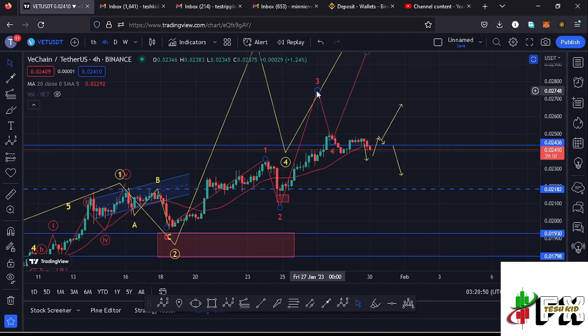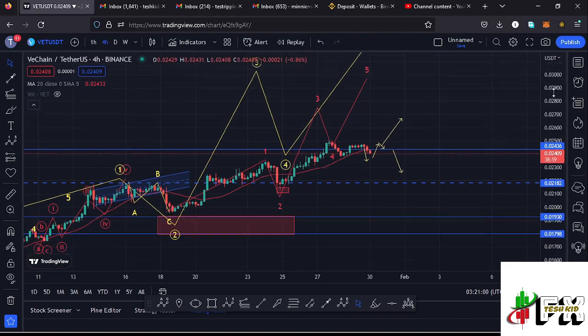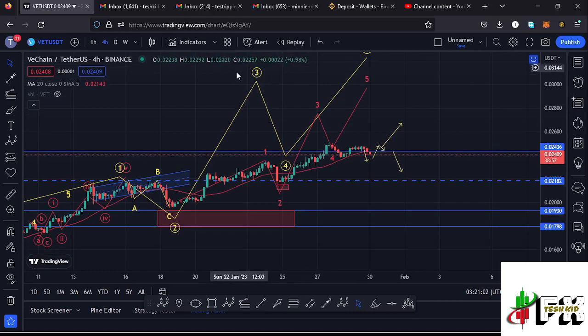and fully maximize our target area to the upside in the formation of that wave 3 at around the $0.02746 mark. And once that happens, then we can expect a wave 4 before we continue pushing even higher in the formation of that wave 5 to fully maximize our target area to the upside in the formation of these larger ETH 12 count 3.